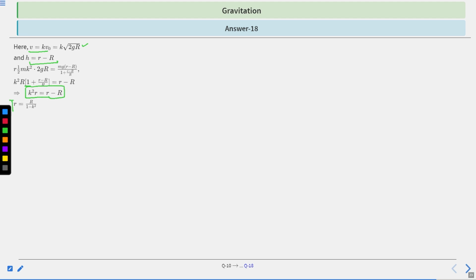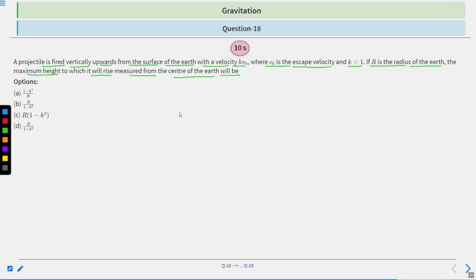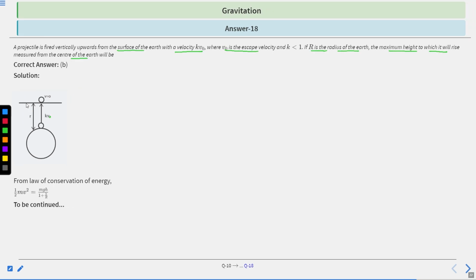This is the correct answer: r equal to R divided by 1 minus k square. B is the correct answer.